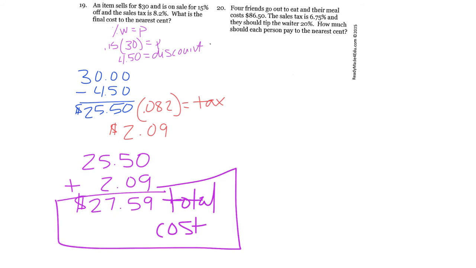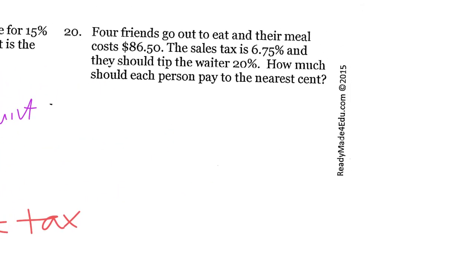All right, let's look at number 20. 4 friends go out to eat and their meal costs $86.50. The sales tax is 6.75% and they should leave a tip for the waiter of 20%. How much should each person pay? Now this one, be careful. It's also asking something at the very end of this. So I'll help you start it and then I'll let you finish it, okay?